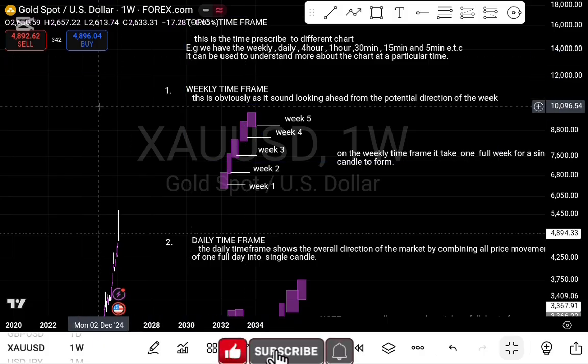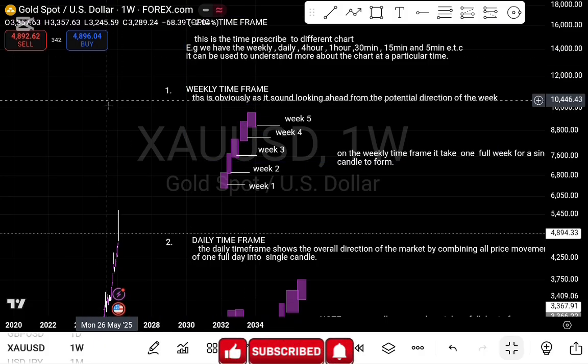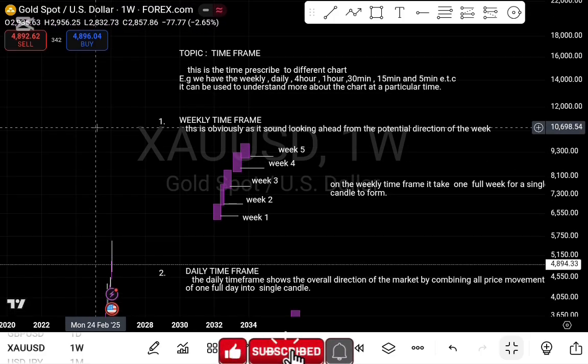Without wasting much of our time, I told you people yesterday that today we'll be talking about time frame. So let's get it started. What is time frame? This is the time prescribed to different charts.